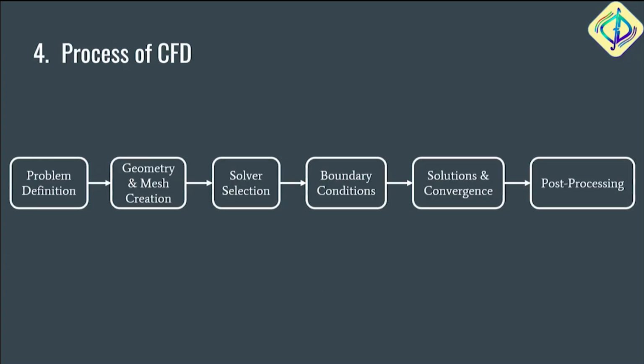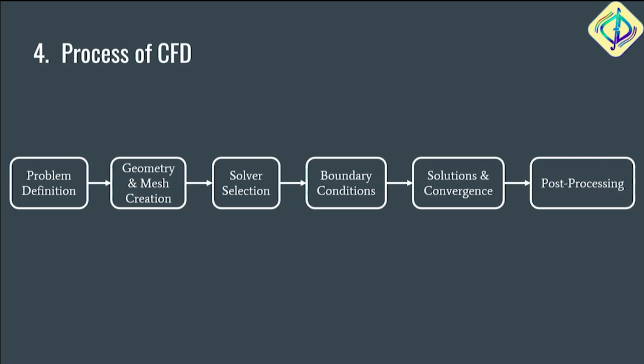So this is a very basic flow of how you go ahead with a problem. First you have your problem definition. Once you have defined your problem, what you want to simulate, you go on to the geometry and meshing. In this, you will create your domain and everything in it. Once you've done that, you will move on to the solver selection. What exactly you want to solve in that whole domain.